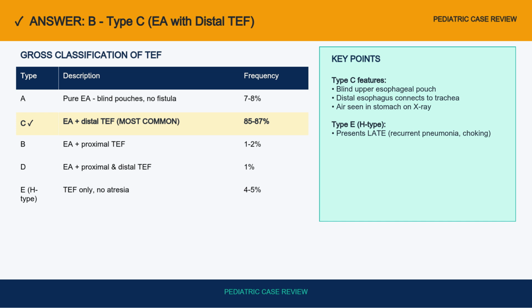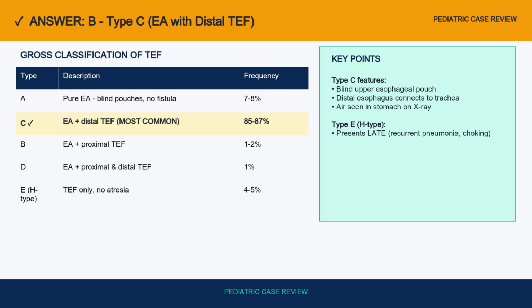The correct answer is option C, type C, which accounts for 85 to 87% of all cases. In type C, there is a blind upper esophageal pouch, and the distal esophagus connects directly to the trachea, which is why you see gas in the stomach on X-ray.